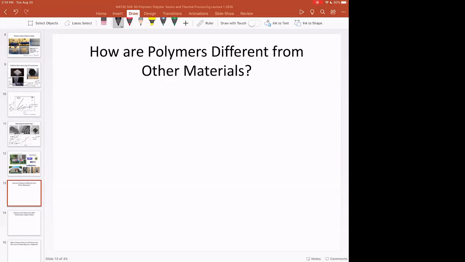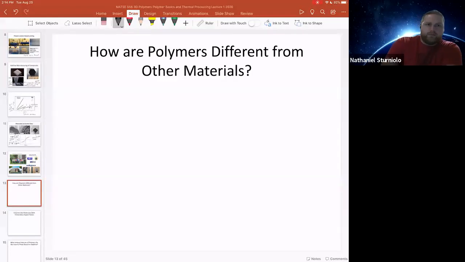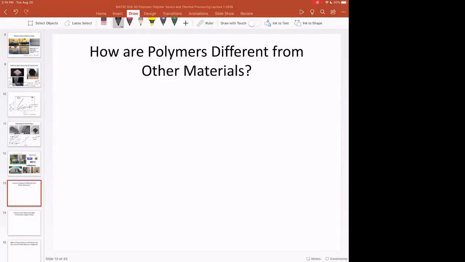So polymers are different from other materials in a lot of ways. Now, if you know a vocab word about polymers that are different than other materials, you're welcome to put that up in the chat. So what are some characteristics of polymers that don't exist in ceramics, metals, semiconductors? Does anyone have any ideas? They have glass transition temperatures and melt temperatures. Perfect. Tg, Tm, great. What else?